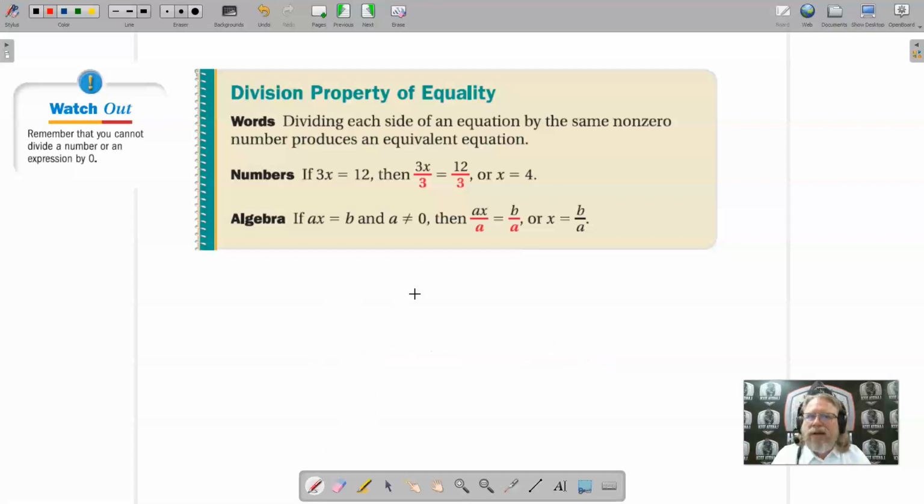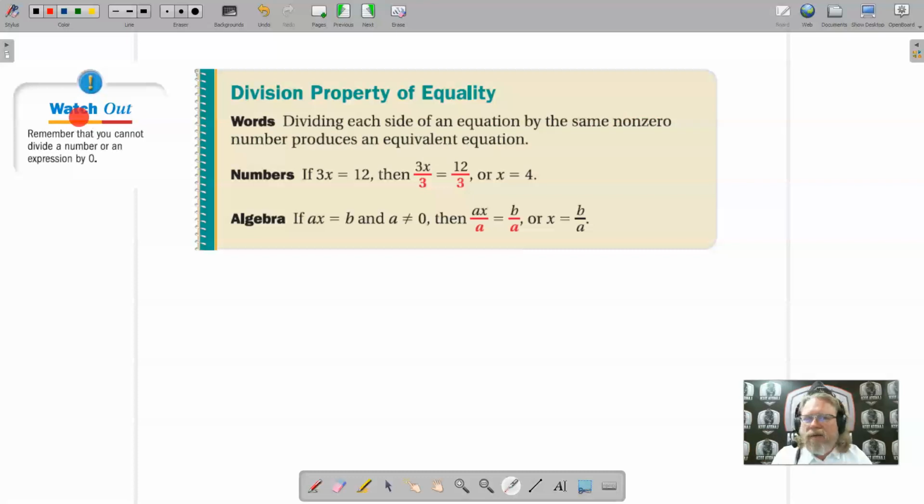What you do to one side, you have to do to the other. So in words, we say that dividing each side of an equation by the same non-zero number produces an equivalent equation. And this word non-zero is important here.